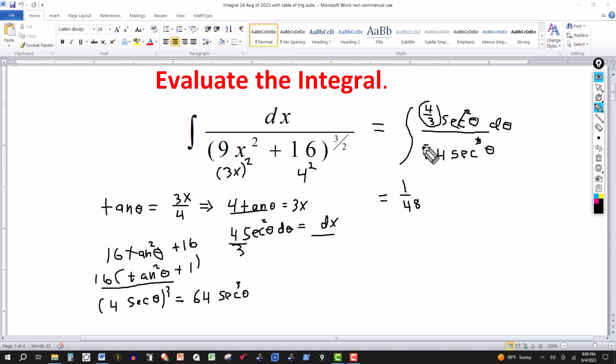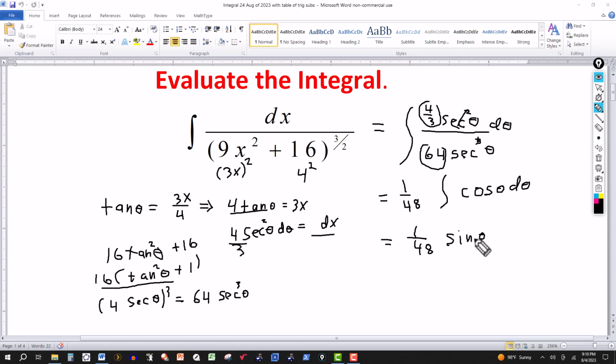Simplifying this and this here. And then I'll get 1 over secant here, because secant squared over secant cubed leaves that. But 1 over secant is the same thing as cosine. So put the cosine up here then. That's cosine theta d theta. So then this is going to equal 1 over 48. And the integral of cosine is sine of theta. And then I've got the constant of integration here.